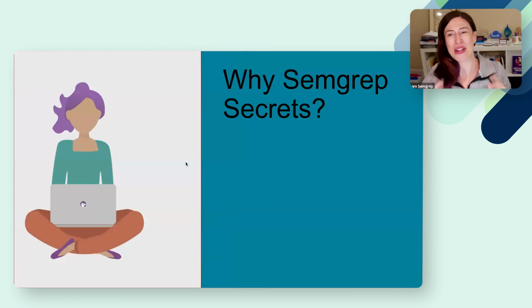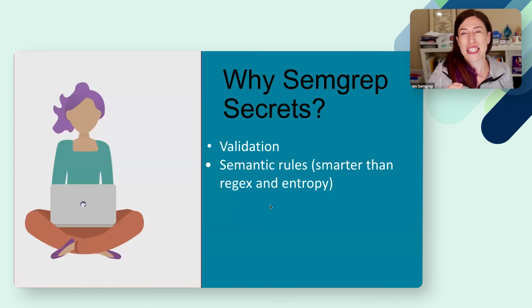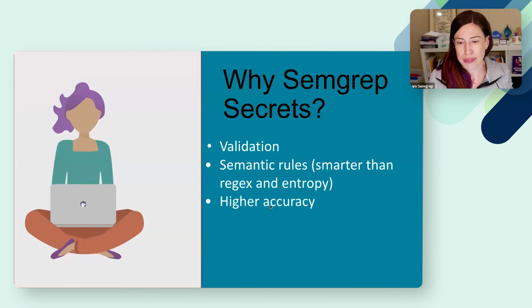So why Semgrep Secrets? It does validation, so it tells you if the secret is live or not. And it uses semantic rules, so basically we use our big fancy engines. Our engine's really cool, and it uses more than just regex and entropy, which is what all the free ones use. So it has a much higher accuracy rating of this is a secret versus it's actually just something random. And then we check to see if it's live or not, so you know whether you need to panic and fix it right now, or you should change it eventually.